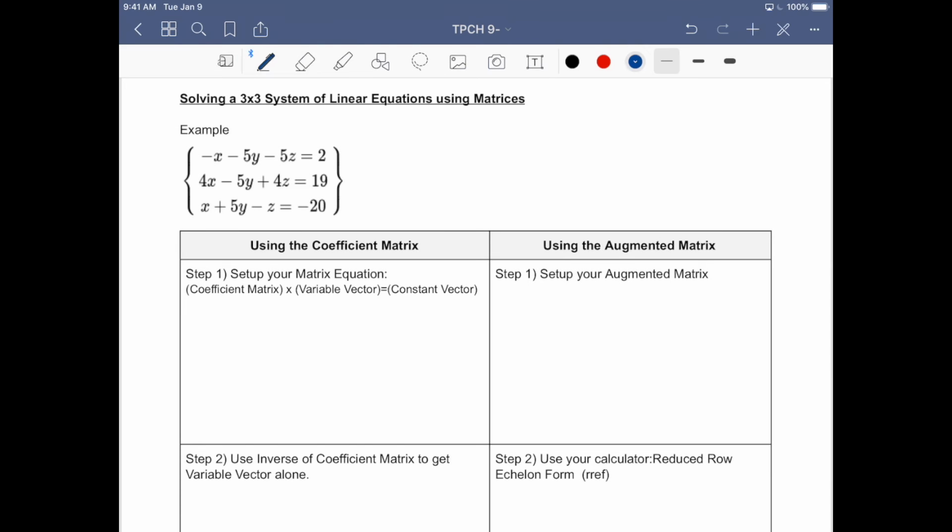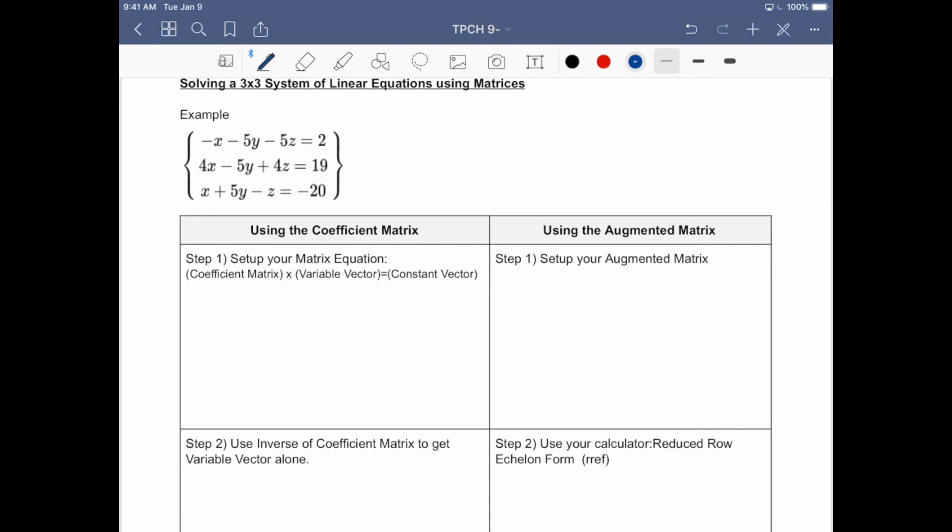Okay, so now here's a 3x3 system of linear equations. If you remember doing these in your Algebra 2 class, these took a very long time to do, but matrices will help us save time. In fact, it will take us the same amount of time-ish as solving the 2x2. If it takes a little bit longer, it's because we have to enter bigger matrices. So I'm going to help you set this up, but I'm going to have you use your calculator in order to figure out the answers here.